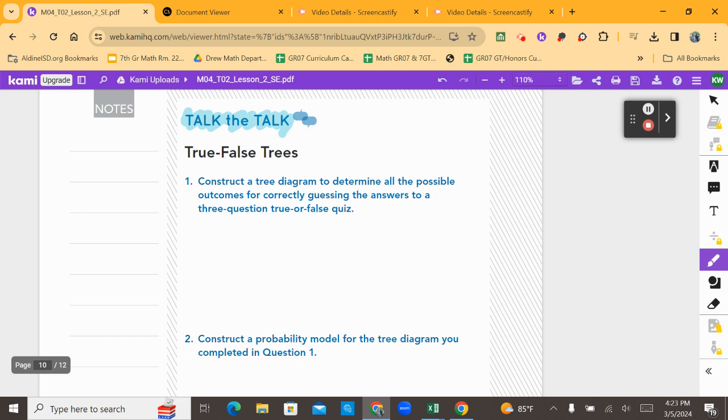Alrighty, welcome back. This is Module 4, Topic 2, Lesson 2. This is Talk the Talk. So in this lesson, we learned about tree diagrams.